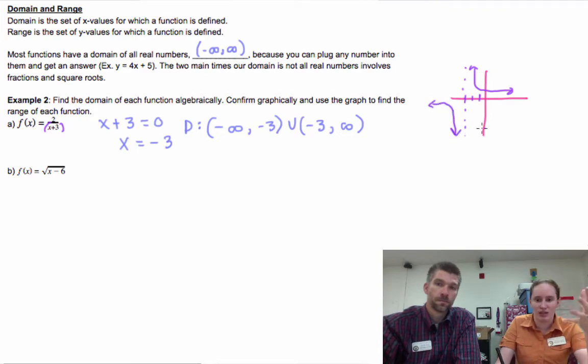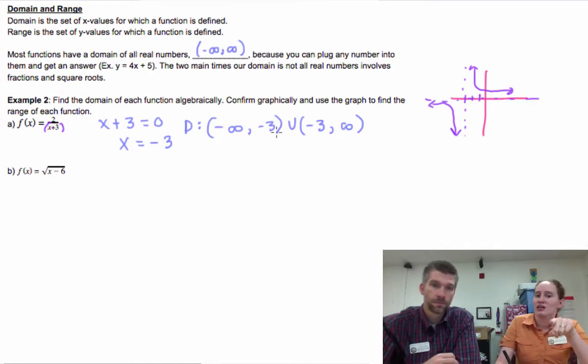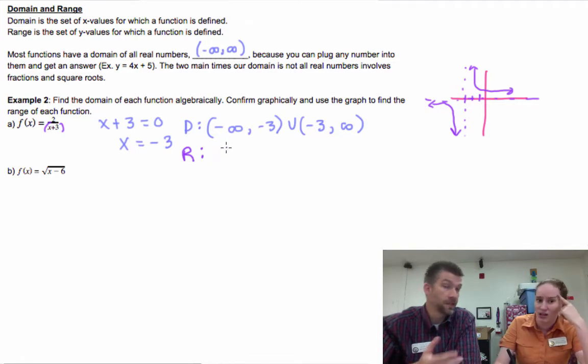It's a reciprocal function, something really close to that. There should be asymptotes at negative 3 and at 0. So that confirms negative 3 was our issue, because that's where we have a break in our graph. But also, to find our range, typically, unless you're just super good at thinking about it in your head, you need to see a graph to get range.